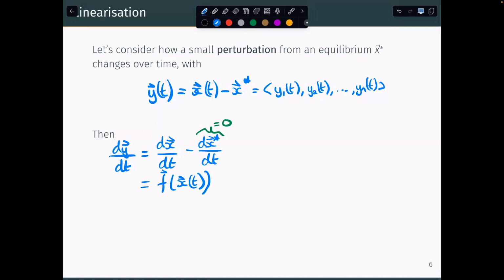But what we can do is a Taylor series approximation of this. Because x of t is going to be equal to y of t plus x star, we can just substitute this in here. So we have f of y of t plus x star. And then now we do our Taylor series expansion about x equals x star.